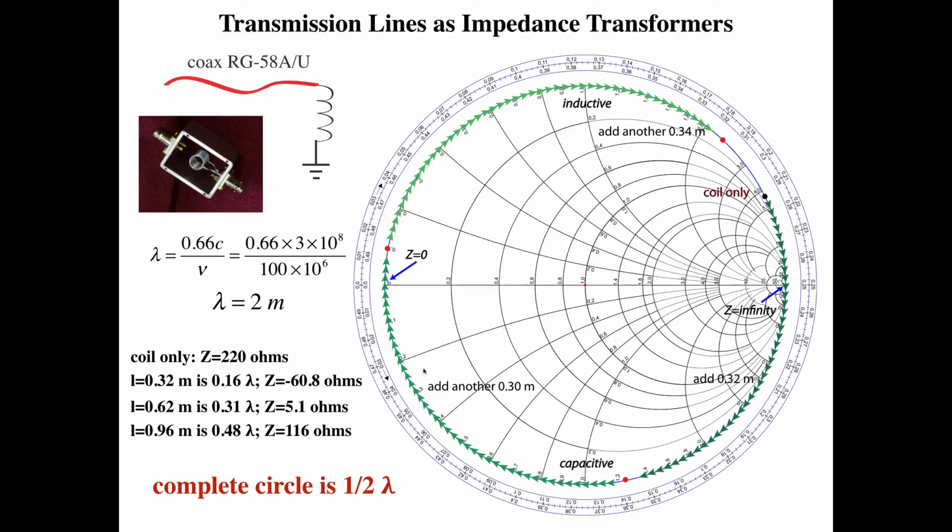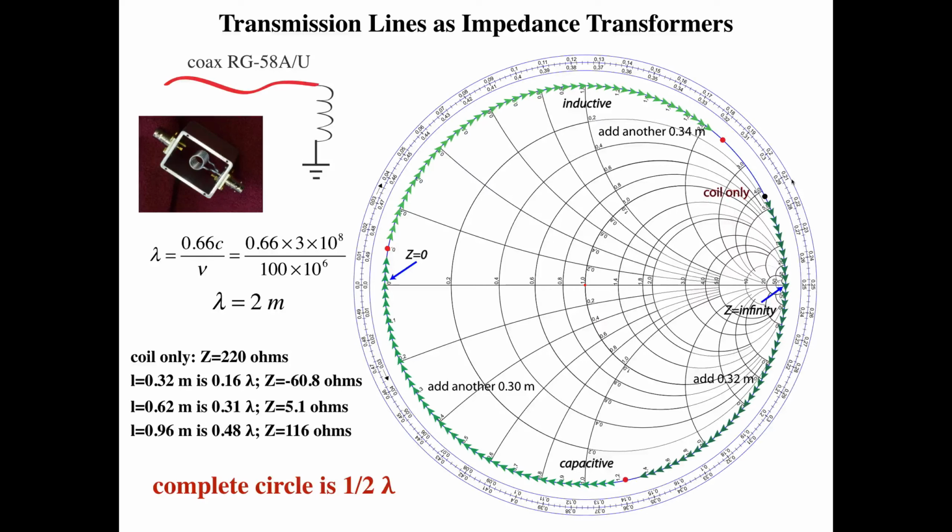Okay, so now let's add a different length. Let's add 0.62 meters. That's 0.31 lambda. And if we measure that on the impedance meter, so coil and 0.62 meters, we get 5.1 ohms. Divide that by 50, that's 0.1, so there's 0.1. So that's the measured impedance of the coil with 0.62 meters of cable. So again, start over here.